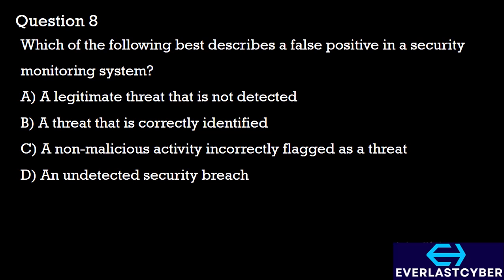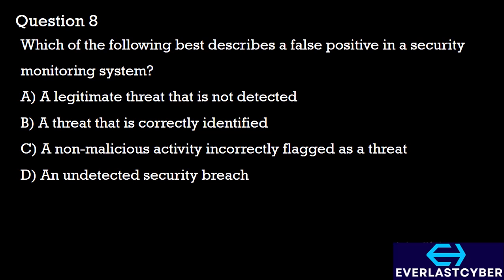A legitimate threat that is not detected is a false negative because the real threat is missed by the system, making it even more dangerous. In option B, a threat that is correctly identified is a true positive because the system has accurately detected and reported the threat as a real one.